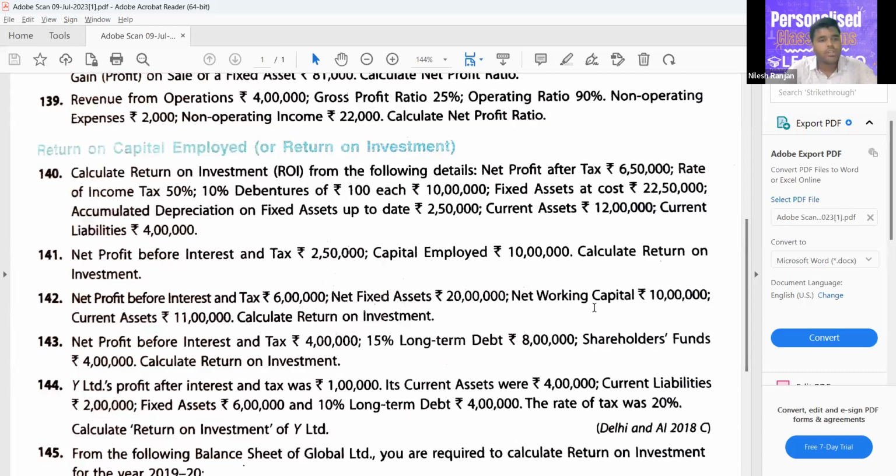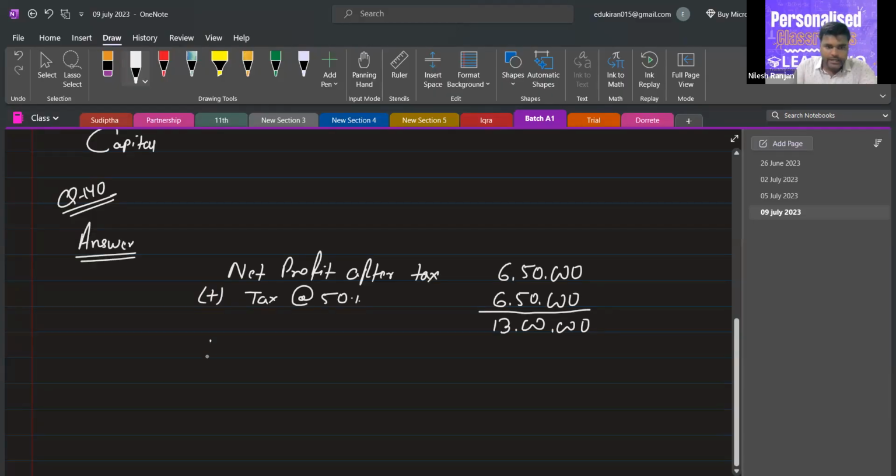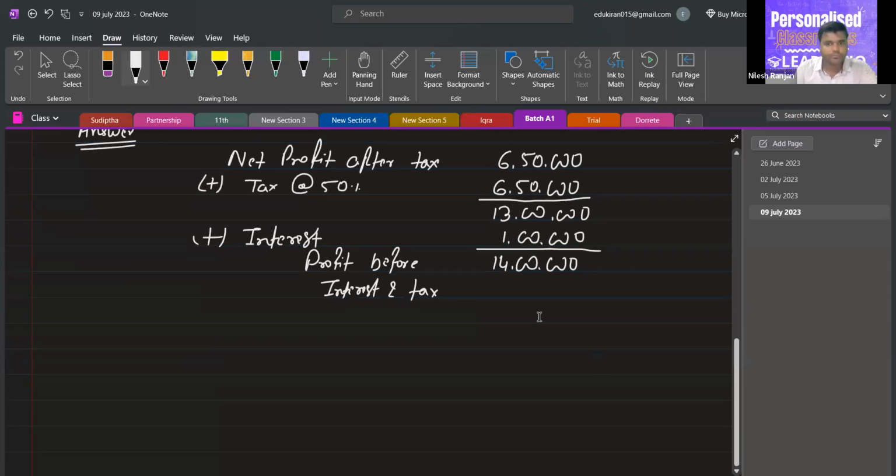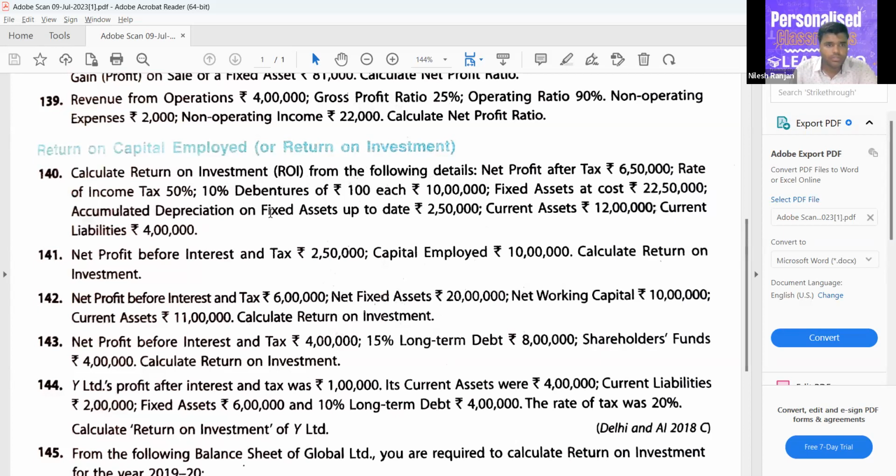Yes. Very good. So now, for interest, what will be added? 10 lakh at 10%. It is debenture. So our total interest will be 1 lakh. Profit before interest and tax is calculated here. Now, the rate is given, fixed assets are given, accumulated depreciation is given, and current assets and current liabilities.